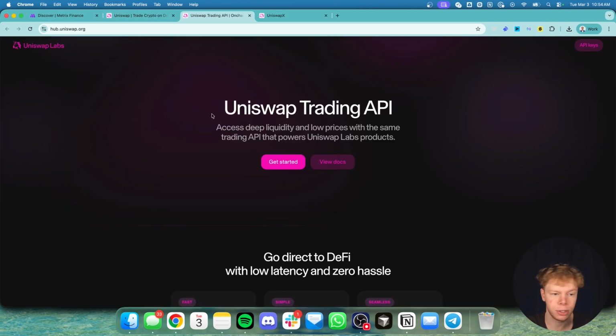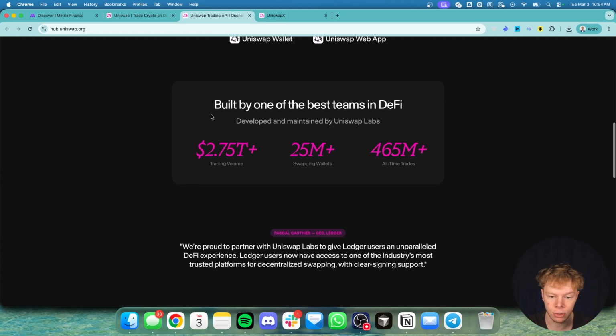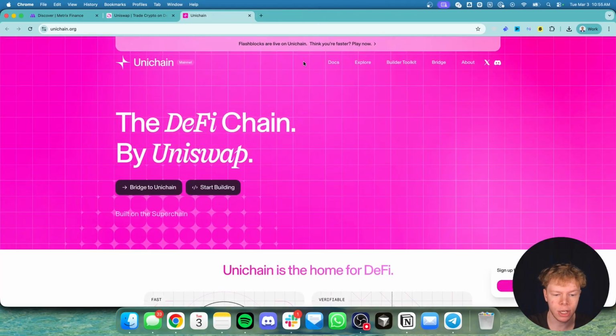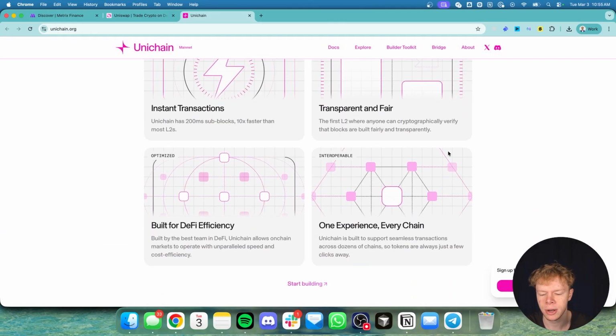If you want to integrate Uniswap into your platform or something like that, you can use Uniswap's API to do that. Last but certainly not least, they have Unichain, which is a DeFi chain that was built by Uniswap. Again, there's some USPs here. We won't dive too deep into them, but let me know if you guys want a dedicated video on that.